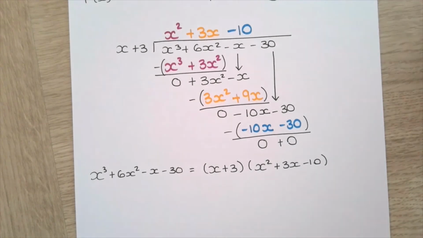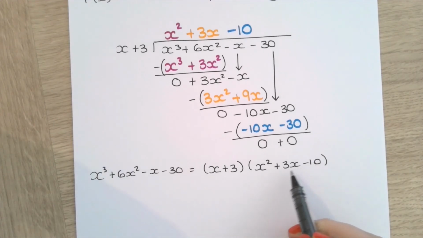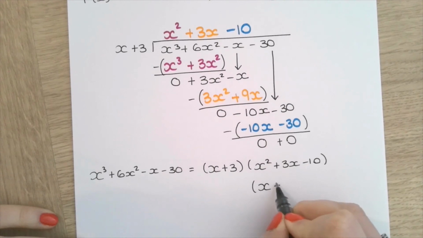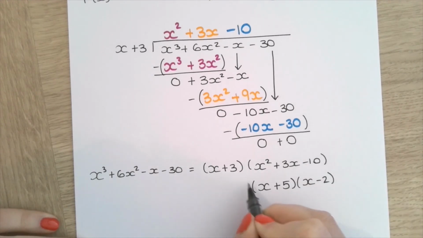However, I need to look to see if this can factorise any further. So, can this factorise any further? Let's have a look. Two numbers that multiply to make negative 10 and add to make 3. How about 5 and negative 2? So this is going to factorise to x plus 5 and x minus 2.